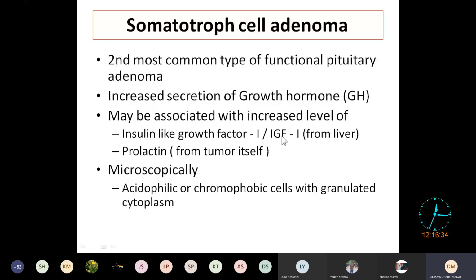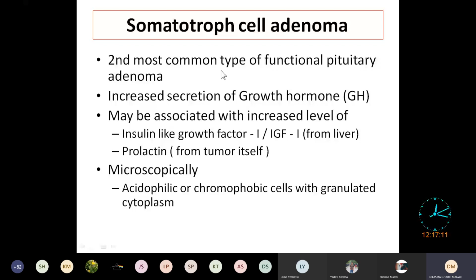Microscopically here, they will have acidophilic or chromophobic cells with granulated cytoplasm. As in the case of prolactinoma, acidophilic cells were there, and here also acidophilic cells are here, and there also chromophobic cells were there, and here in the somatotroph cell also chromophobic cells are there. Okay, acidophilic or chromophobic cells with granulated cytoplasm will be there. So now I'll repeat this slide once again.